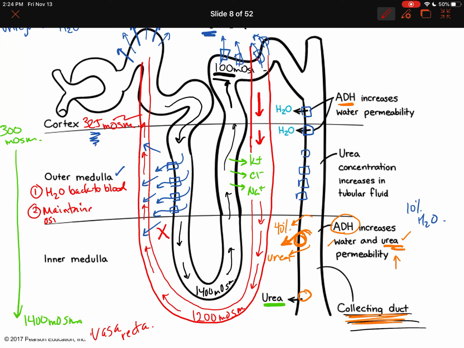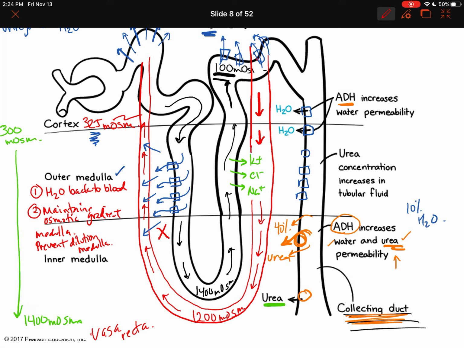the osmotic gradient of the medulla, right? So it prevents the dilution of that medulla. So yes, we need it back for the body. We need that water back for the body, but also yes, we need the water back because it doesn't stay in the medulla, because if it stayed there, it would completely obliterate that osmotic gradient. So those are the two things that are good for the vasa recta. So we talked about that.